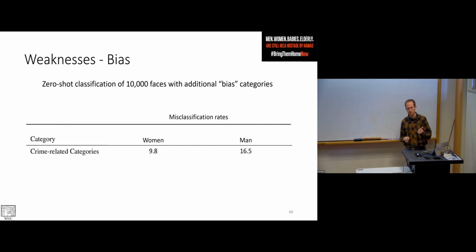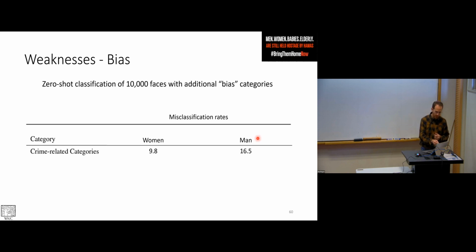For instance, suspicious, criminal, and so on. Some of the images in the dataset were wrongly classified into these suspicious and criminal categories, and you can see that it's not even. If you break down this error into suspicious behavior, you see that men are more likely to be misclassified into this suspicious behavior than women. So this is a kind of bias the model had.